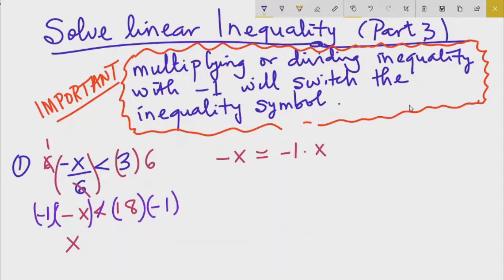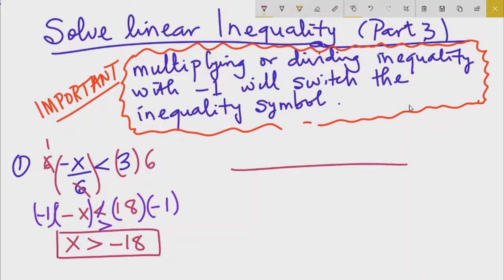This symbol too will flip, okay? So this will become greater than. So 18 multiplied by negative 1 becomes negative 18. So that is now our solution. So we can now graph that on the number line. We have negative 20, negative 18, negative 16. Okay, so we want to be on negative 18. We want to put an open circle because this is just greater than, and we are going to the right. Okay, and that's it.